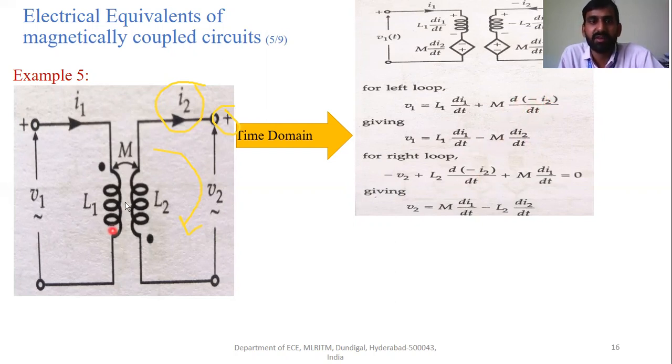Right? So for the right hand side loop, you can check this. V2 is equal to M dI1 by dt, because the M term here is positive, because I1 is positive, right? As I1 is positive, that is why here it is positive. The M term here is positive.